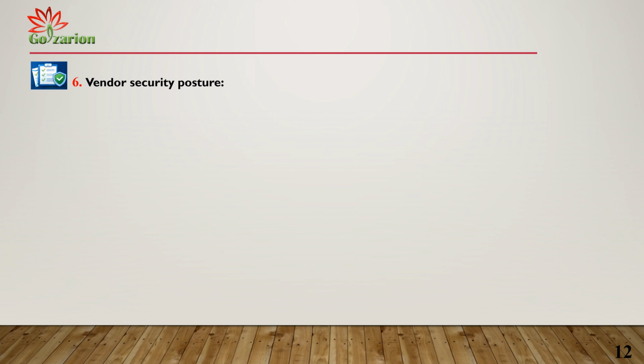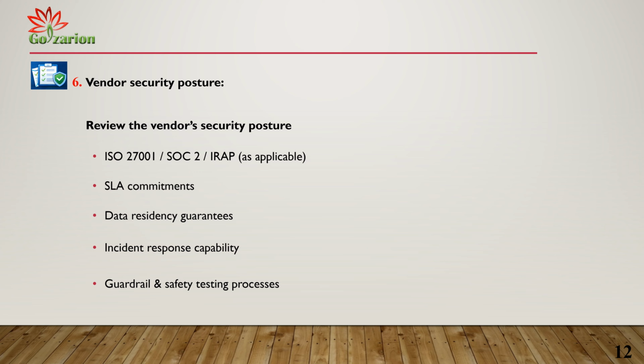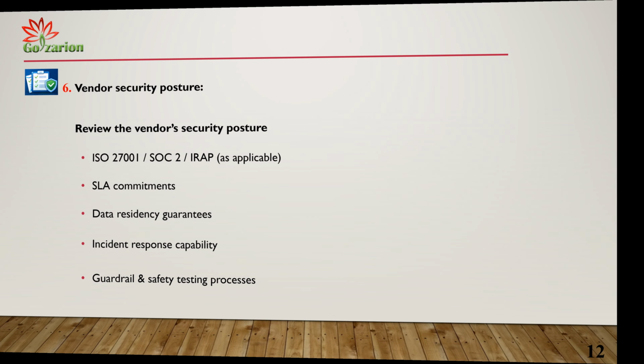Finally, review the vendor's security posture. At a minimum, you want confidence in security controls, and evidence, such as ISO 27001, SOC 2, or IRAP, depending on your environment. You also want SLA commitments, data residency guarantees, incident response capability, and guardrail and safety testing processes. This isn't about paperwork. It's about ensuring the vendor can support your security and compliance obligations in real operational conditions.